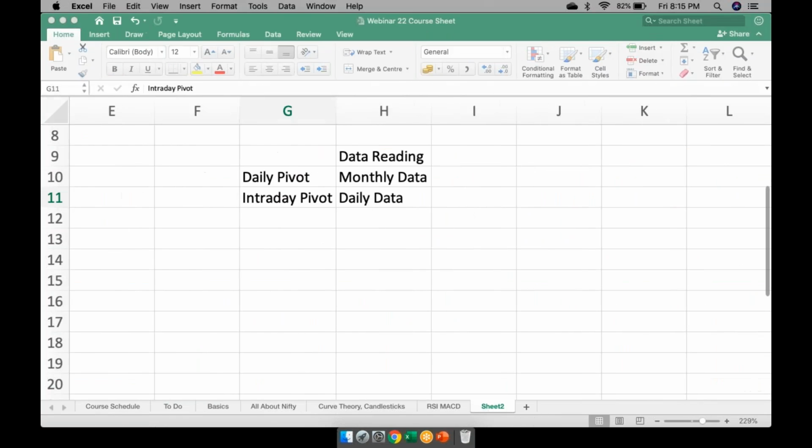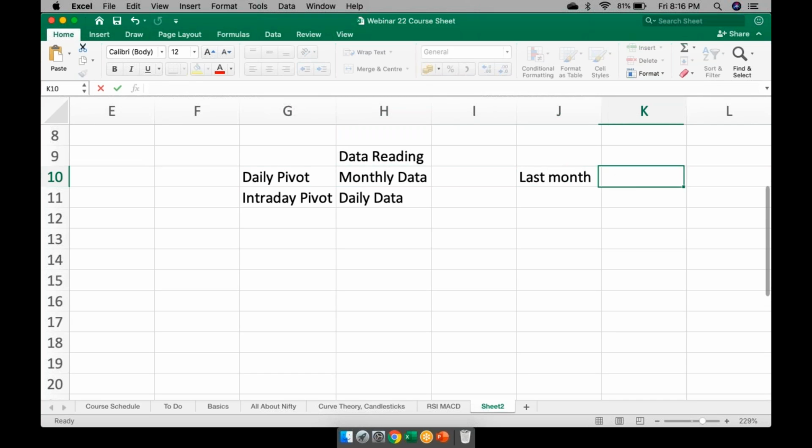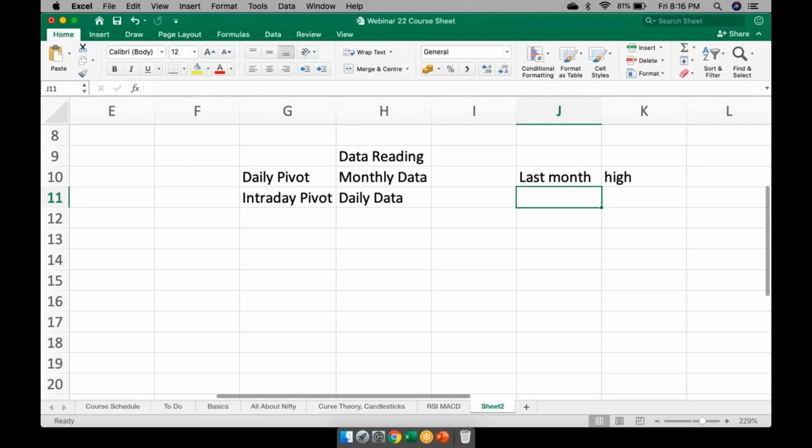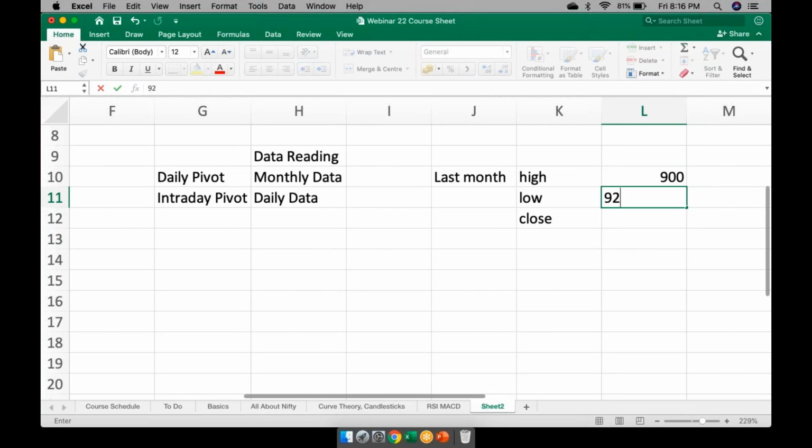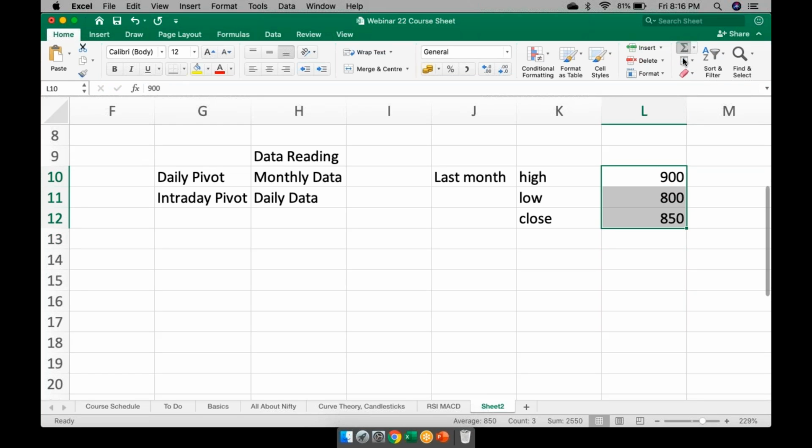When we take a daily pivot, our reading is two things. When we take a daily pivot, the data will be taken on monthly. That means last month's high, low, close. Say for example 900, 920, 900, 800, 850. Add it and divide by 3. So this is the pivot point.